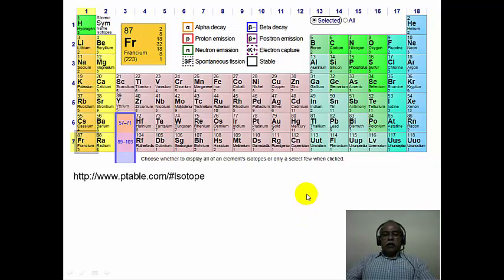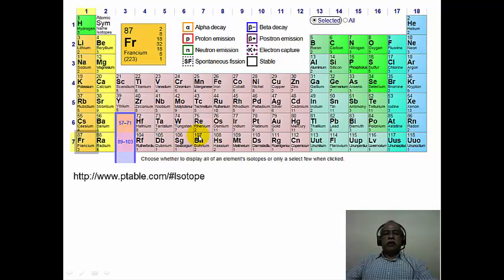Now let me introduce you to an interactive table that is available on the web. This is the website address. If you go to this particular website, you will see the periodic table, which is shown as a screenshot here, for example. And the number that is mentioned in each of the boxes at the bottom is the number of isotopes that is available for this particular element.